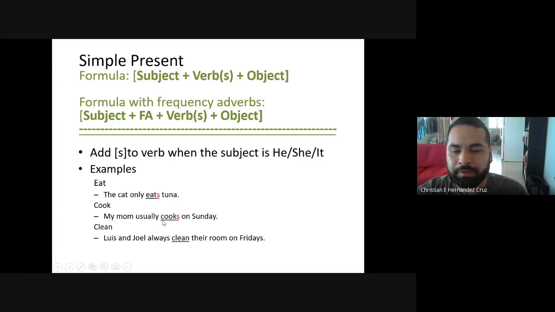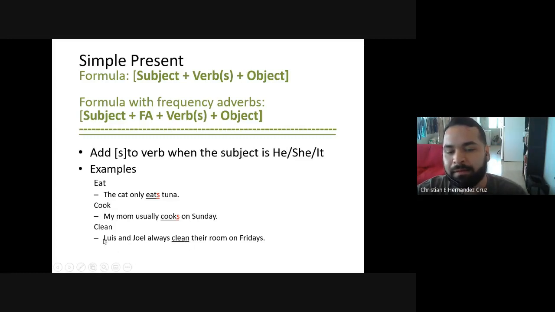Cook. My mom usually cooks on Sunday. You don't say, my mom usually cook. You have to add the S in that case. And the S in the verb does not imply pluralization. It only means conjugation with these pronouns.